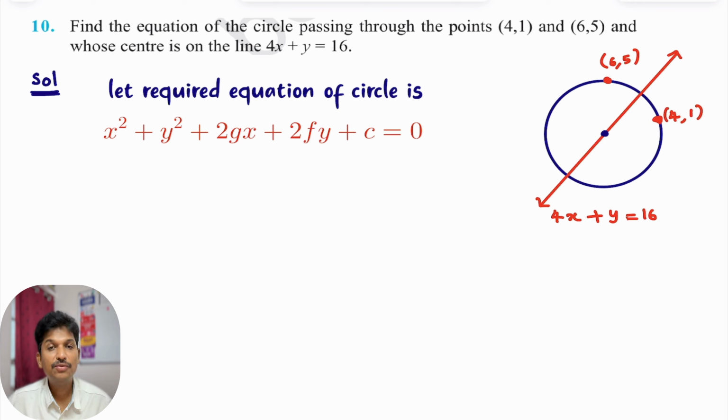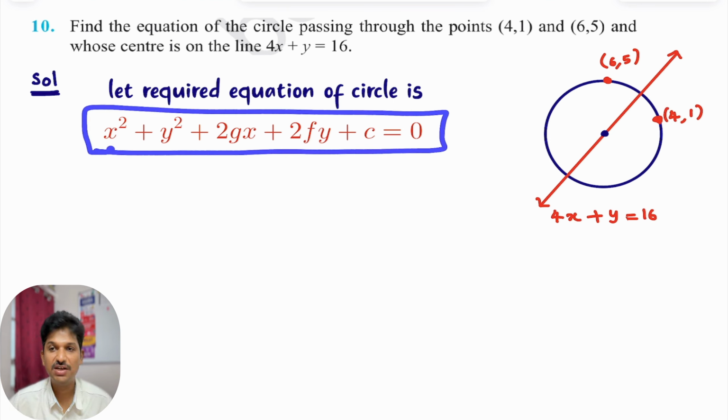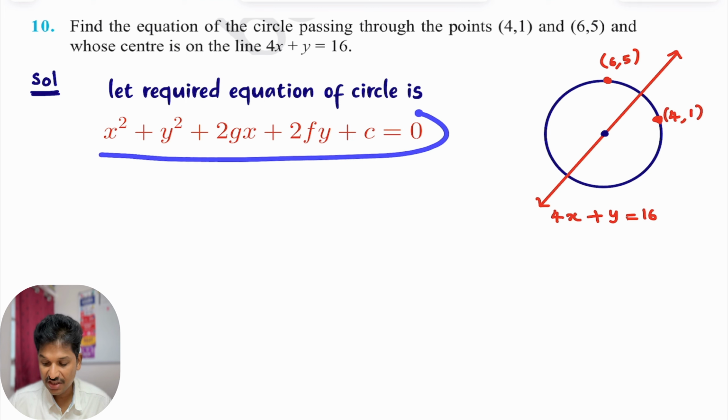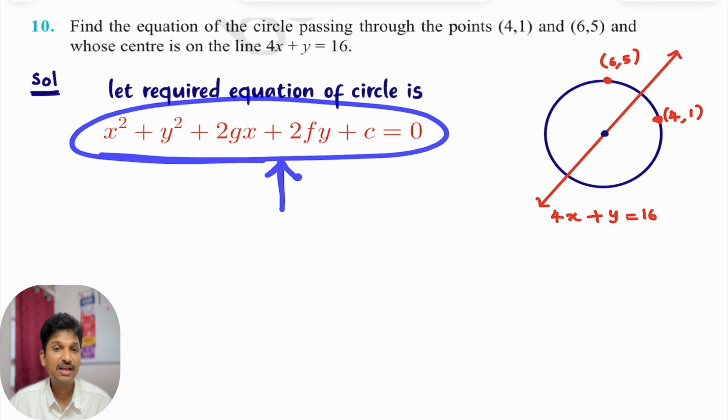In the last class, we learned that the general form of a circle equation is x square plus y square plus 2gx plus 2fy plus c equal to 0. I want to find the circle equation, so I take this as the required circle equation. In this, what are the unknown things? You see here, g value, f value, c value. These are the unknown things. By using the given data, I'll find the g value, f value, c value. And at the end, I'll substitute those 3 values in this equation so that I'll get the required equation of a circle.